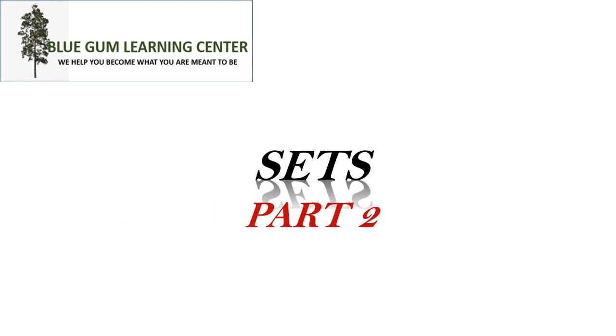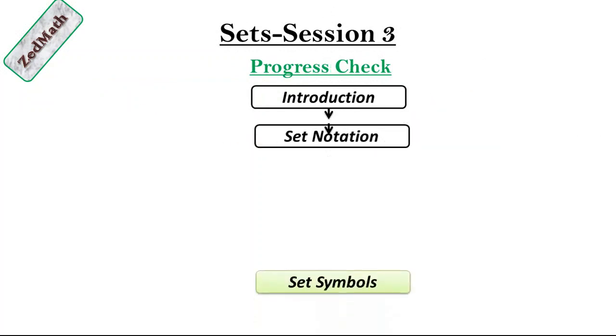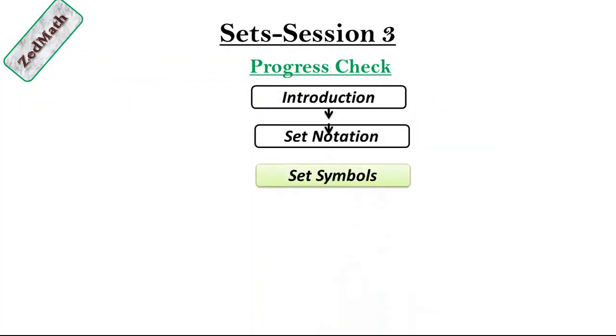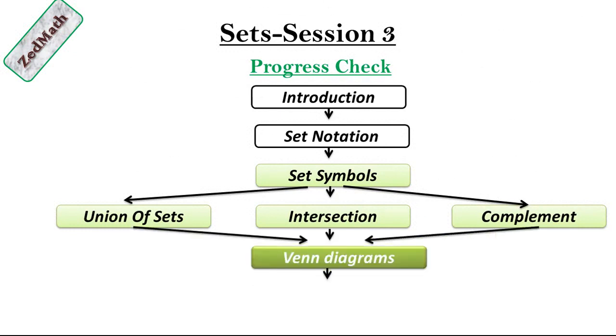Let's get started. So we started with the introduction, then we moved to set notation, then set symbols. Then we dived into three commonly used symbols, which included the intersection, union of sets, and complement of a set. In this video, we're going to take a look at Venn diagrams and wrap up this topic with the real world. So let's get started.